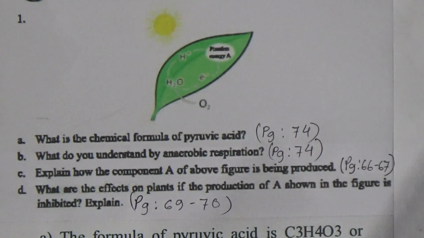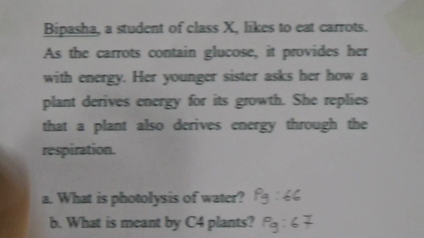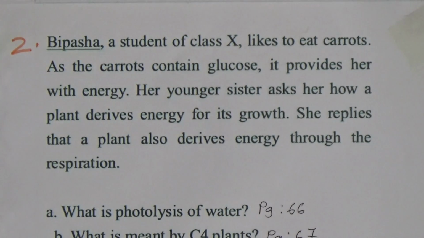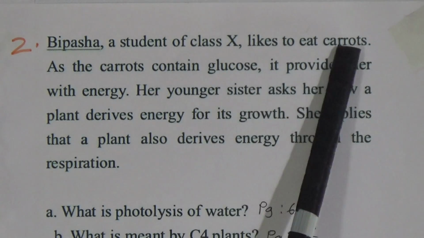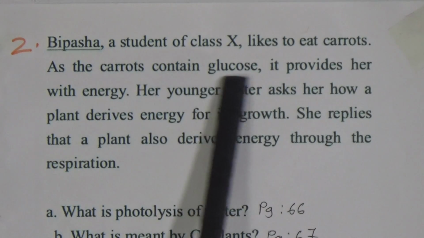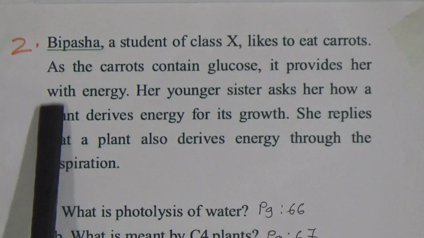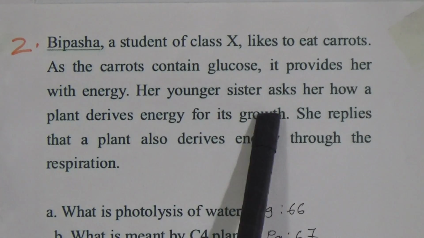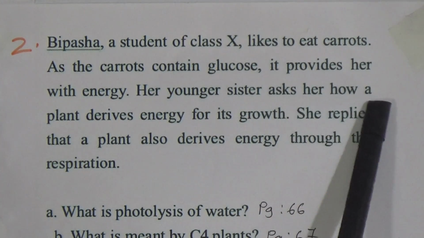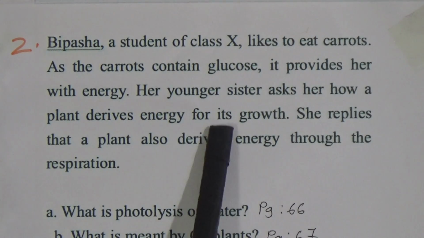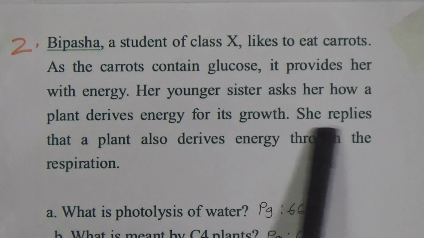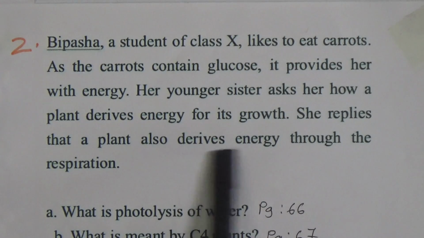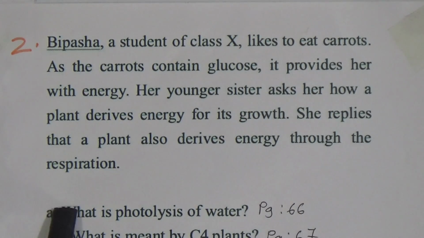Now come to the CQ number 2. This is the CQ number 2. Bipasha, a student of class 10, likes to eat carrots. As the carrots contain glucose, it provides her with energy. Her younger sister asks her how a plant derives energy for its growth. She replies that plants also derive energy through respiration.